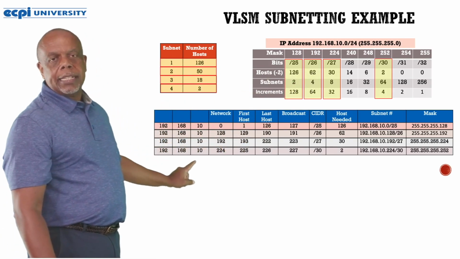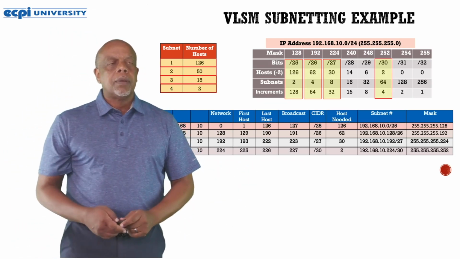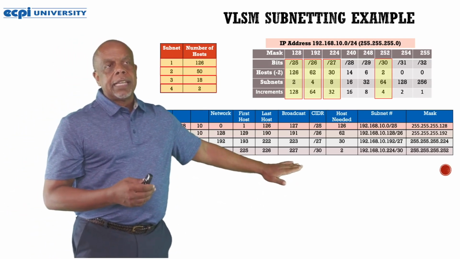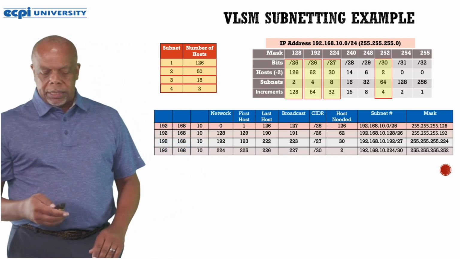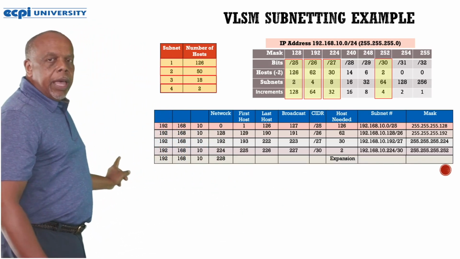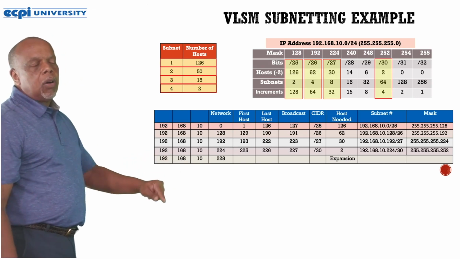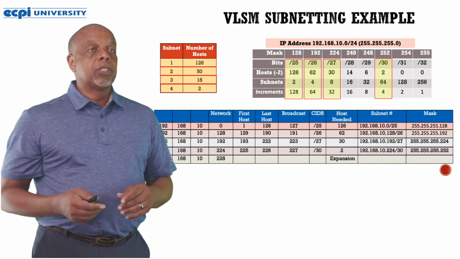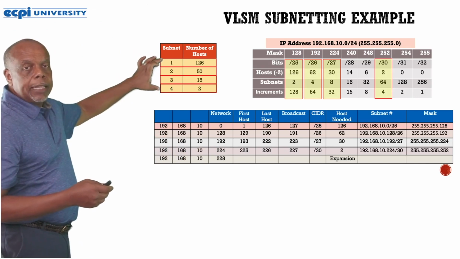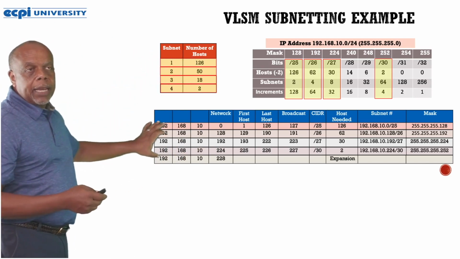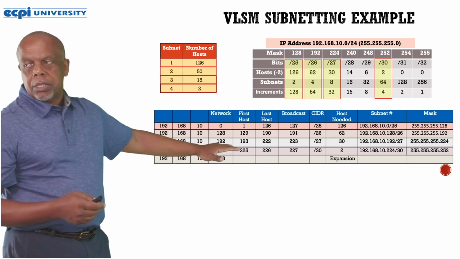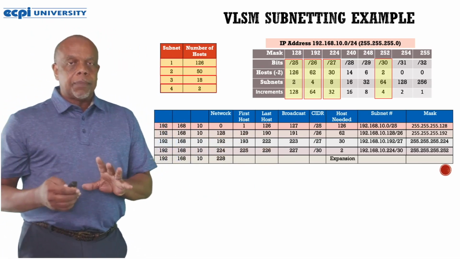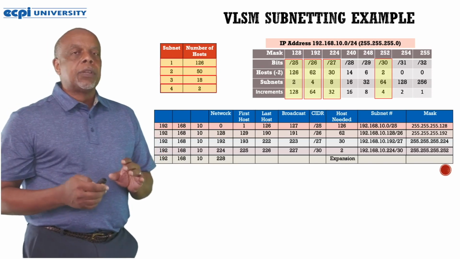So 192.168.10.224. That is my subnet ID. First usable 225. Last one is 226. Broadcast is 227. And as you see, I've got from IP address 228 all the way to 254 that I can still assign. So those are for expansion. So this gives me the 4 subnets that I need. These are my 4 subnet IDs, and it also tells me which IP addresses I'm going to be able to assign in each one of those. That is VLSM. That's how variable length subnet masking works, okay?